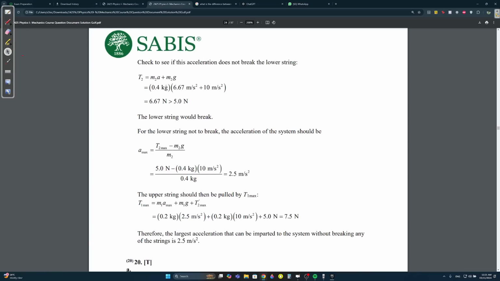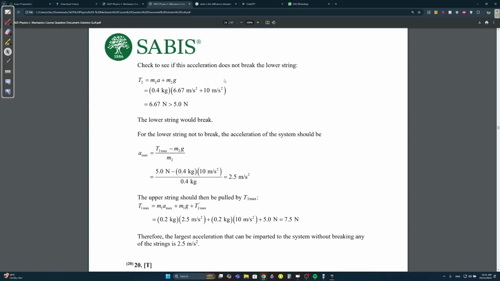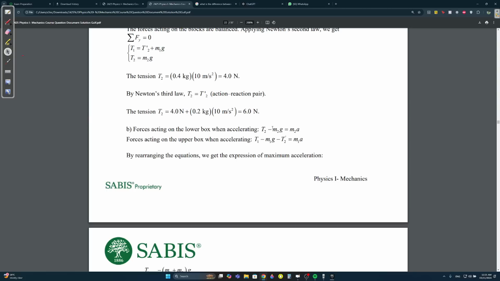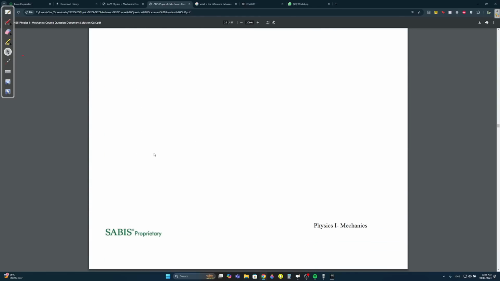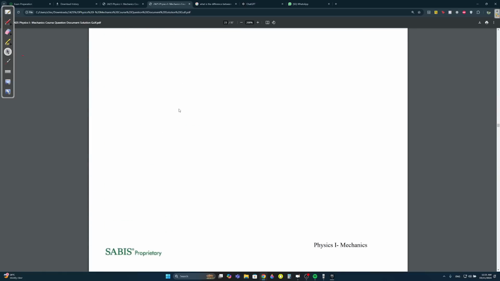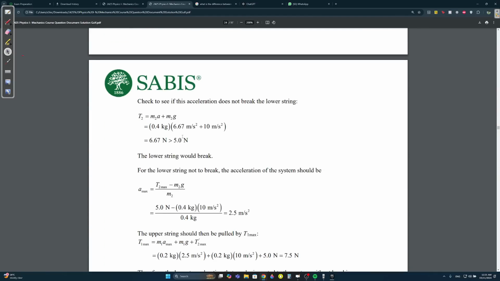So since T2 is 5, we have to substitute our acceleration in the equation we got over here. So T2 is equal to M2A plus M2G. Substitute M2, A and G, and you have to check the tension, the force. You get 6.67 newtons, okay? But the maximum is 5, so wouldn't that break the string? Yes, so that means we can't use the acceleration we just substituted right now.